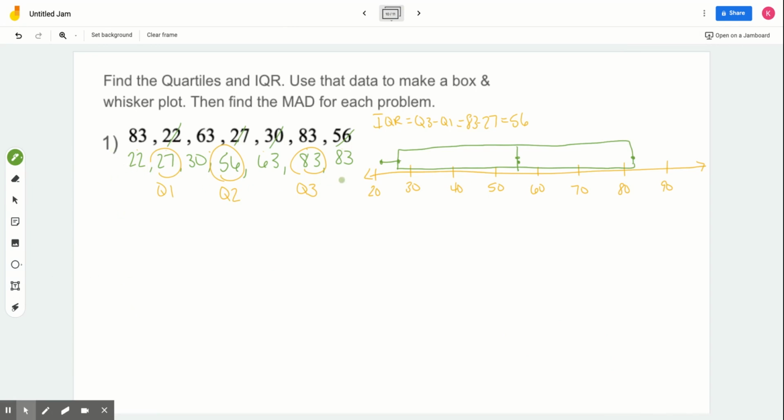So I listed my data in order from least to greatest, found the median for quartile 2, the median of the lower half for quartile 1, and the median of the upper half for quartile 3. I then found the IQR, or the interquartile range, by subtracting Q1 from Q3 to end up with 56. I then took that data and made my box and whisker plot. So here, to save space, I counted by tens. On my paper, I actually counted by fours for a little bit more in-depth information.